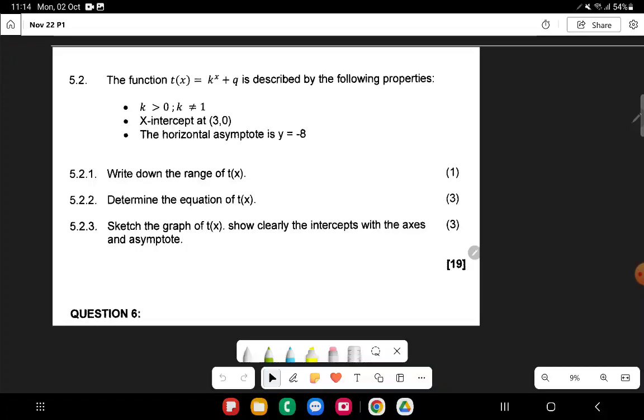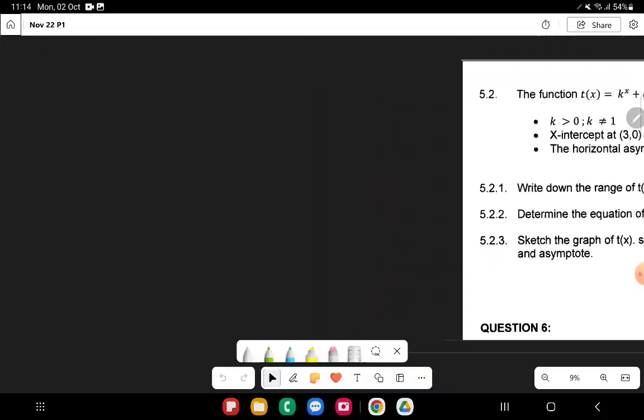First question is what's the range, second question is what's the equation, and third question is sketch the graph. Before we can do this, I just want to do a quick revision on the different types of functions that we have. So we know that there are about 5 different functions that you need to be able to identify and graph. The first one is a straight line graph, right?